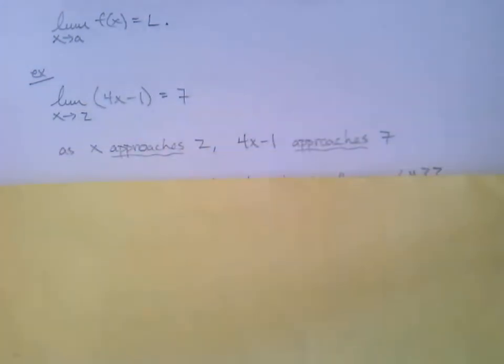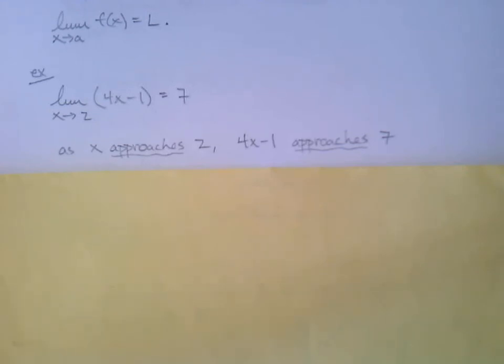Okay, so what does this mean? This is the way we thought of it before, the less precise definition: as x approaches 2, 4x minus 1 approaches 7. Again, we don't care what happens when x actually reaches 2. We don't even care that when we plug in 2, we get 7. Really, when it comes to the limit, it's as x approaches 2, that function approaches the y value of 7.